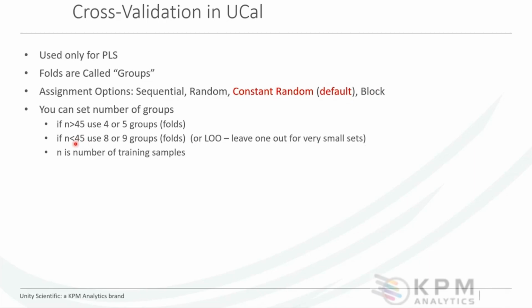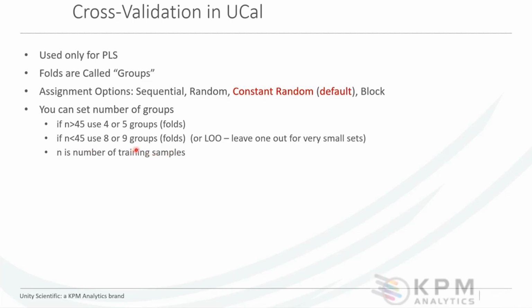There is a rule for the number of groups that you should use. If the number of calibration samples is greater than 45, you should use 4 or 5 groups just to be efficient. This reflects that if you've got more than 45 samples, you've got sufficient samples that you're creating validation groups that are statistically relevant or valid. If your number of samples is less than 45, well, first of all, you're getting into kind of a dangerous area with PLS. I really don't like to go below 30 samples or so unless I absolutely have to. But if you're under 45 samples, you can use 8 or 9 groups.